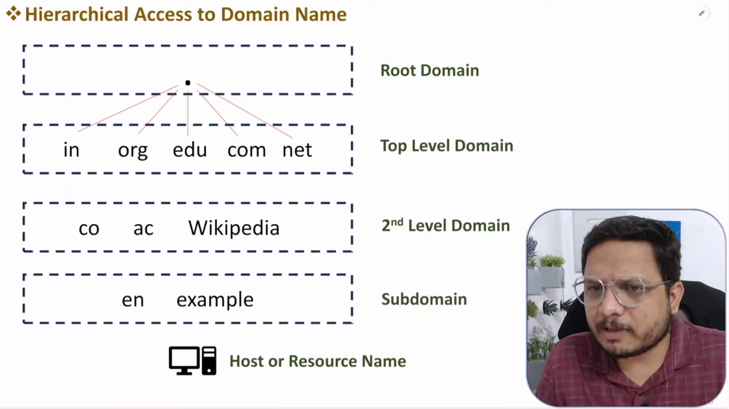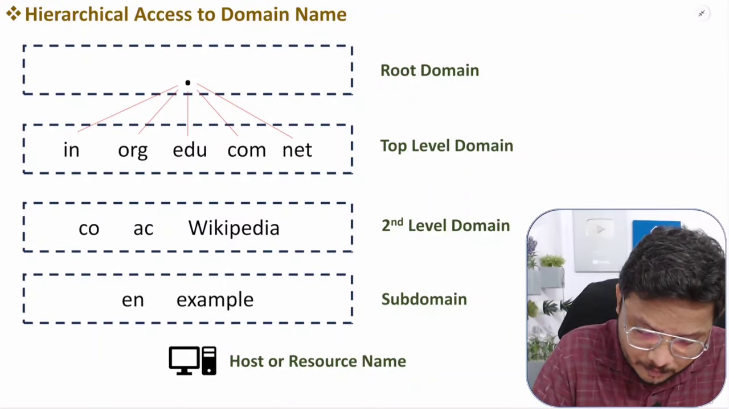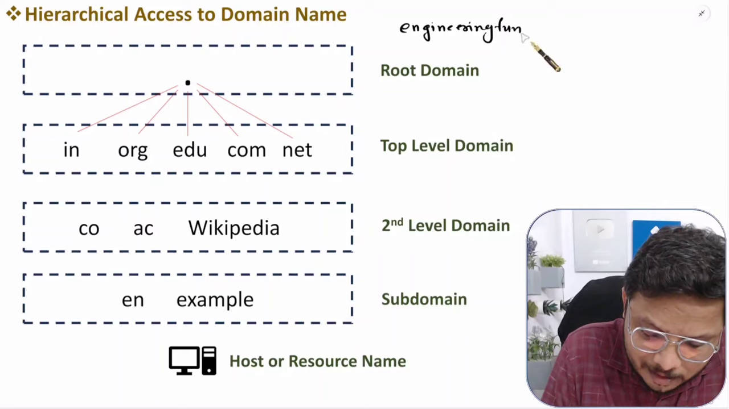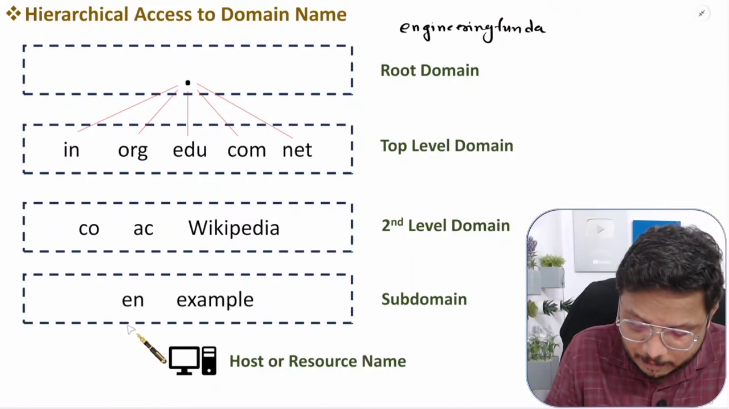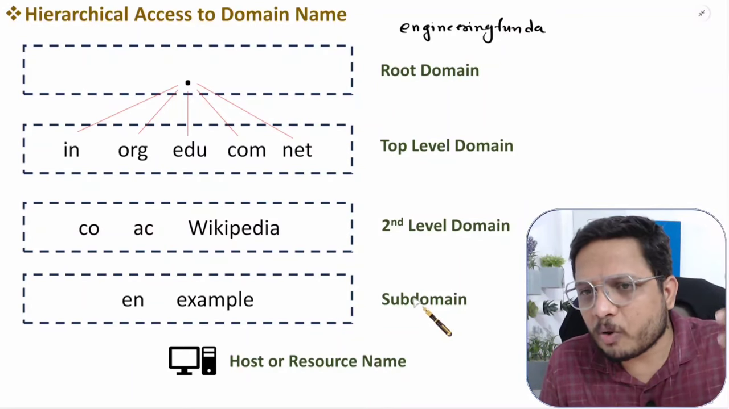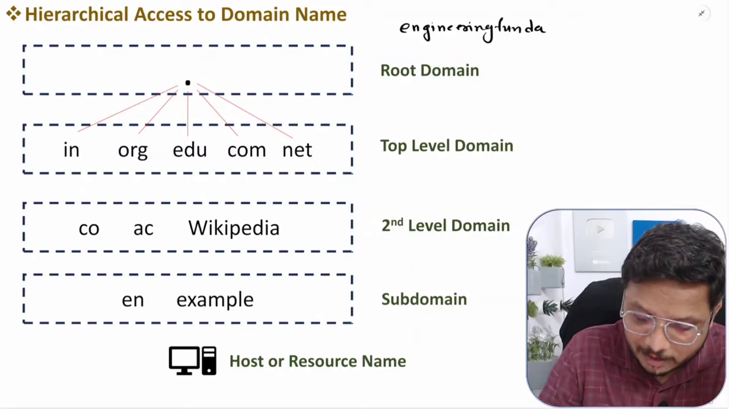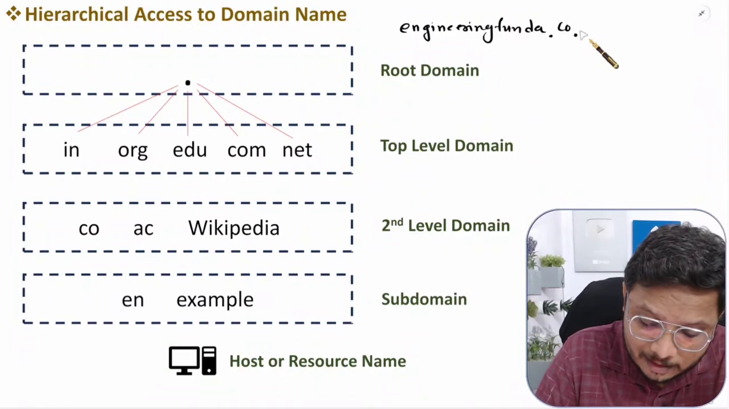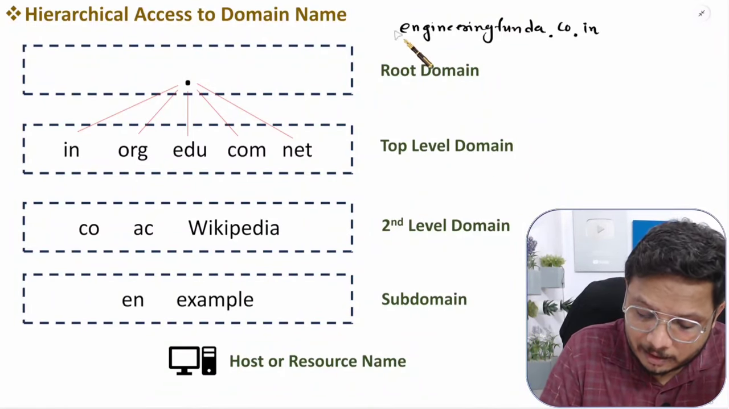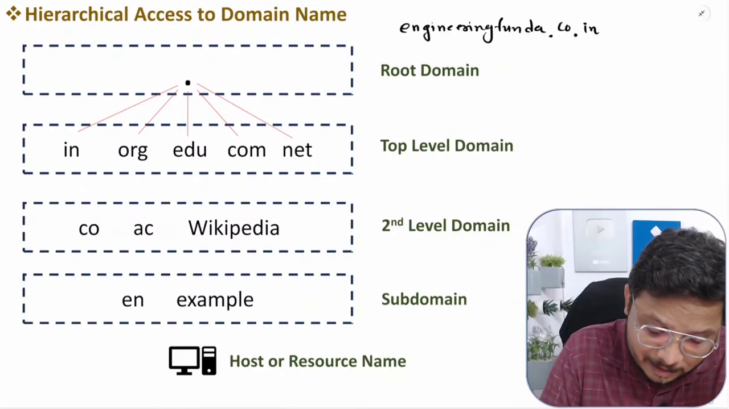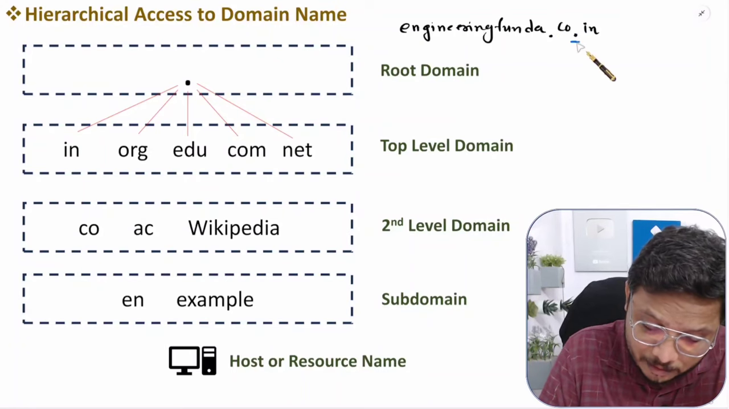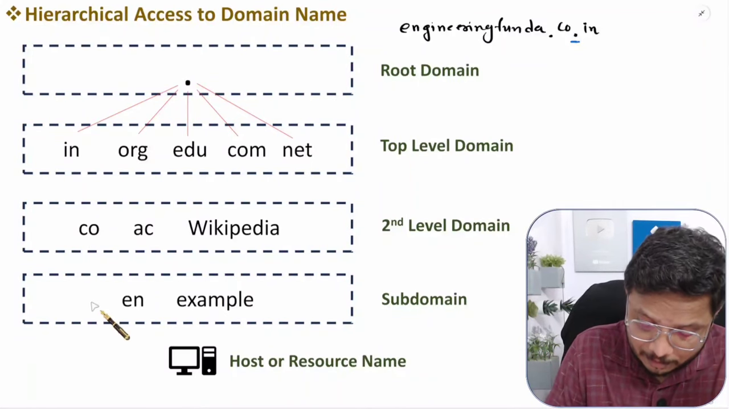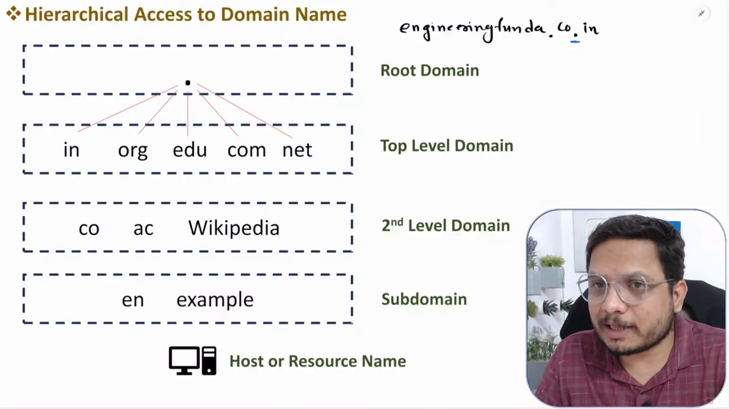Let me show you one practical example so that will give you some more clarity, right? If I write engineering funda, that is my subdomain. The reason is I am taking it from GoDaddy, right? GoDaddy has provided this subdomain to me, and then there is .co, that is the second level domain, and then there is .in, right? So see, this is my total domain name, where this first dot is the root domain, then .in is the top level domain, then .co is the second level domain, and then the subdomain is engineering funda.